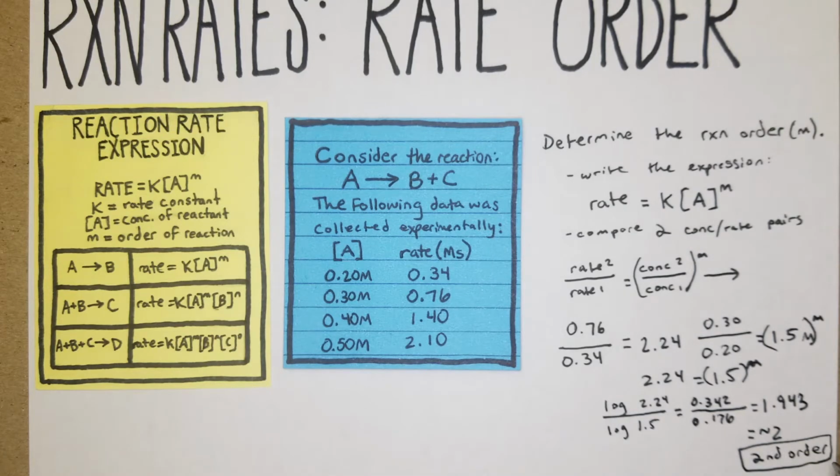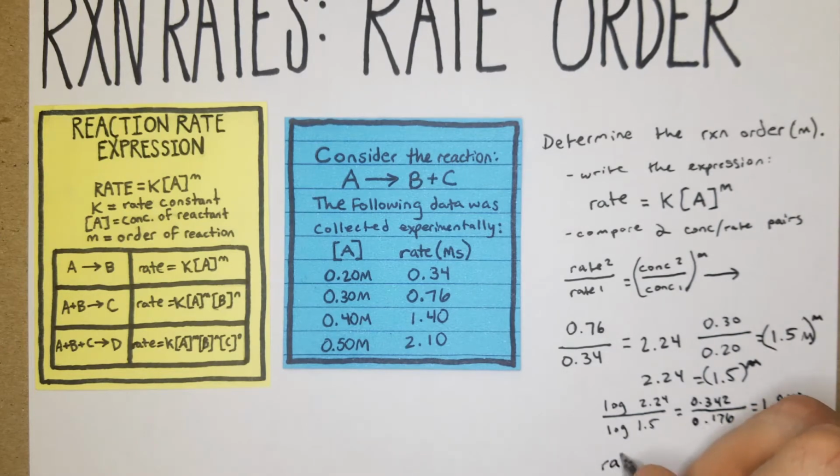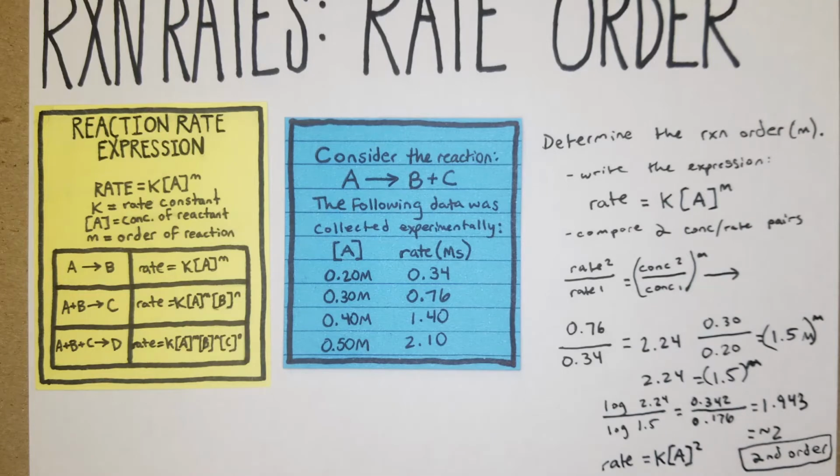Essentially, I don't think we're going to take this problem any further, but basically that means we've solved for M. So the rate of this is K times A squared, for second order. But it didn't ask for that anyway, we just threw it in there.